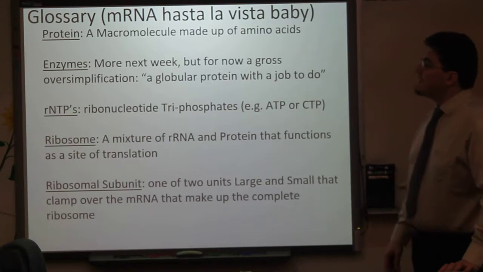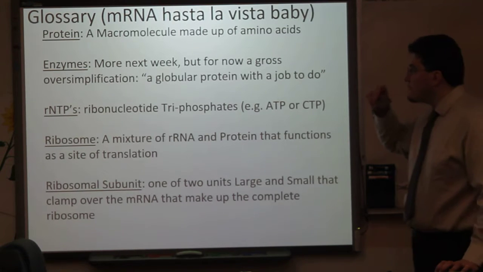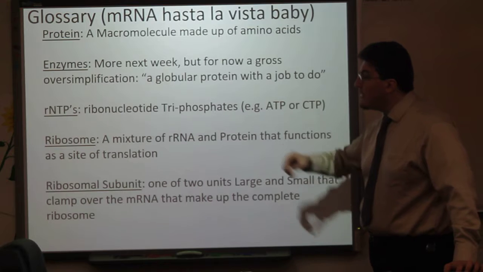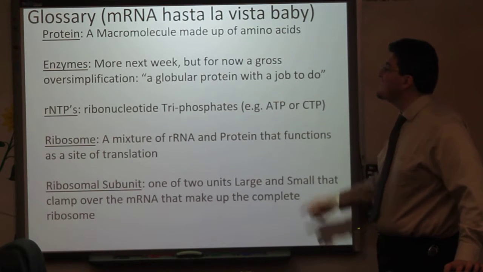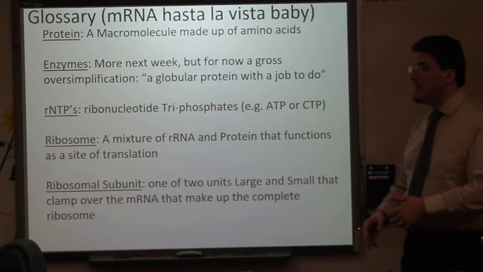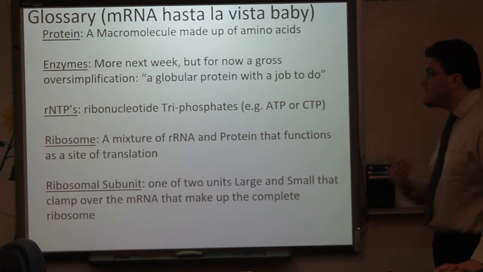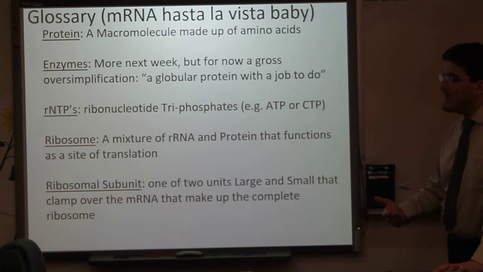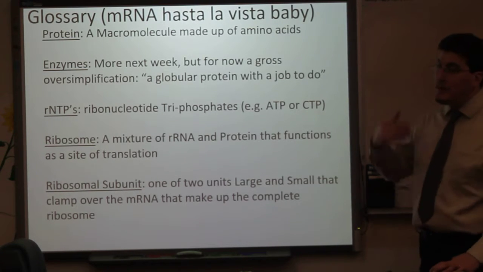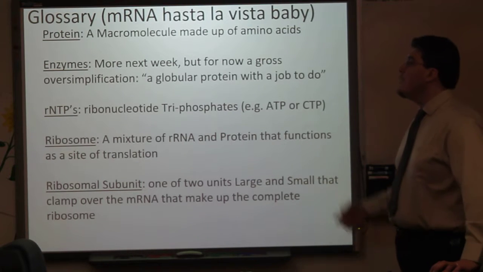A protein is a macromolecule that is made up of amino acids. Enzymes, more on enzymes immediately following this, but for now a gross oversimplification: it is a globular protein that has a job to do. RNTPs are ribonucleotide triphosphates. ATP is an example of this. CTP, GTP, and UTP are examples of this as well.